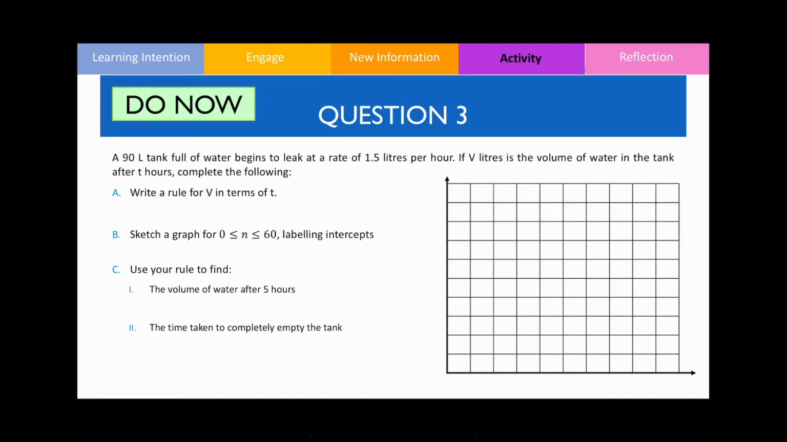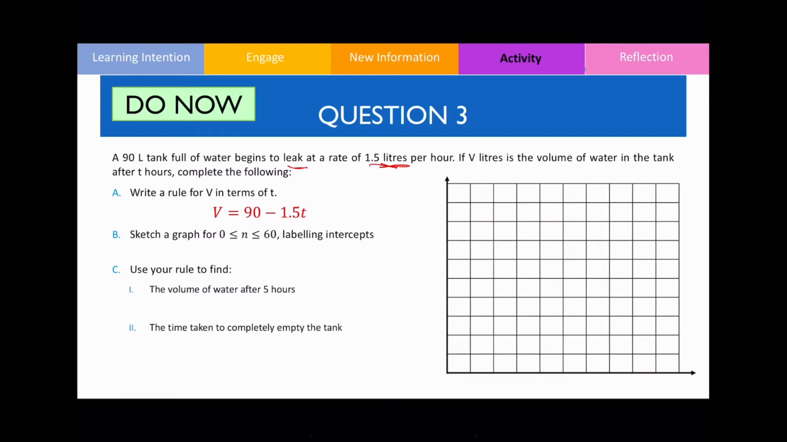Question 3, a 90-liter tank full of water begins to leak at a rate of 1.5 liters per hour. So that's going to be your gradient, okay? And because it's leaking, because it's decreasing, it's going to be a negative gradient. If V liters is the volume of water in the tank after T hours, complete the following. We're going to write a rule first. V is like your y and T is like your x. So your equation is V is equal to 90, because that's your initial amount, minus 1.5T. It's minus because it's decreasing over time.